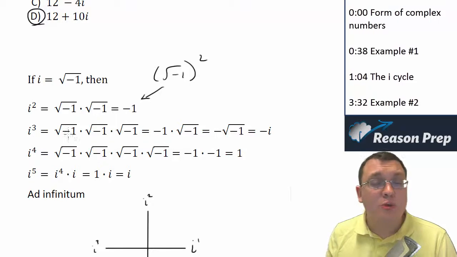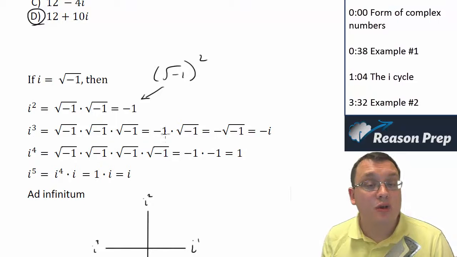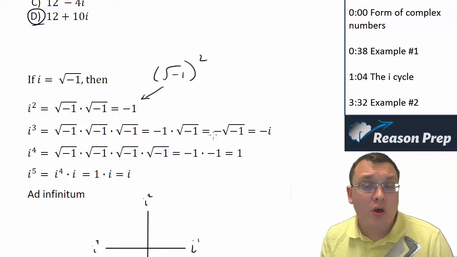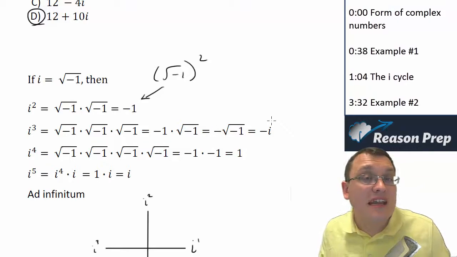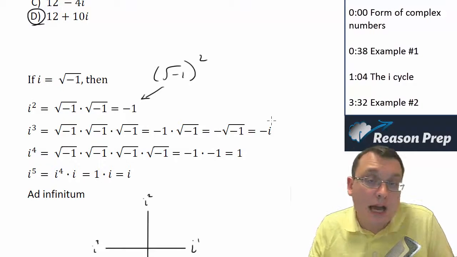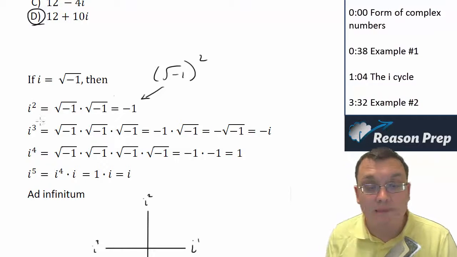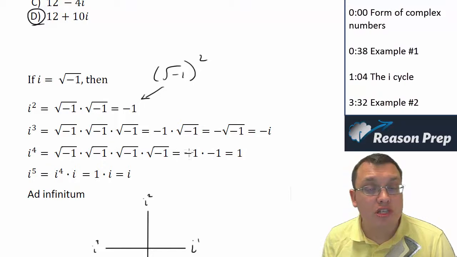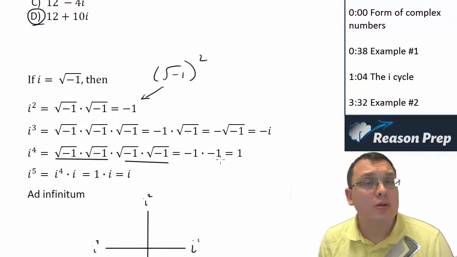How about i cubed? Well, it's just 3 of these multiplied together, which is the same thing as -1 times the square root of -1, which is negative square root of -1, which is the same thing as saying -i. So i cubed is just -i. Now, what about i to the 4th? It's 4 of these multiplied together, which is really just two -1s multiplied together, because each of these equals -1, and that ends up equaling 1.